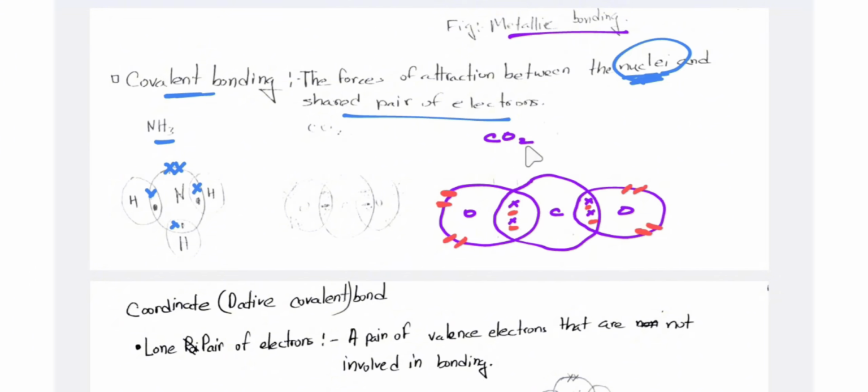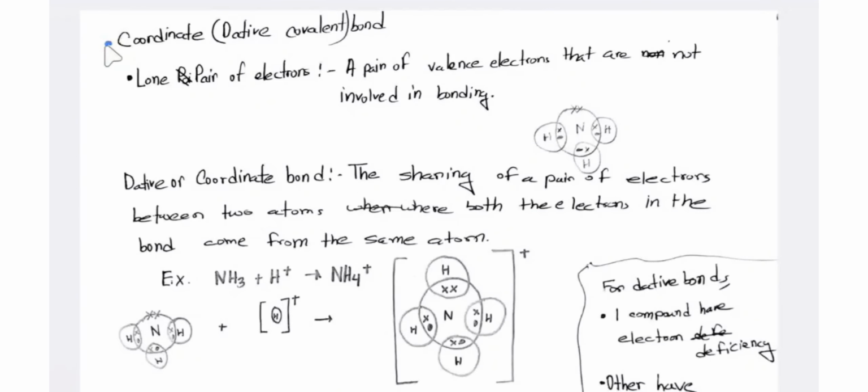So here we can see that there are forces of attraction between the nuclei and the shared pair of electrons. This is the covalent bonding. Next, the coordinate or dative covalent bond.